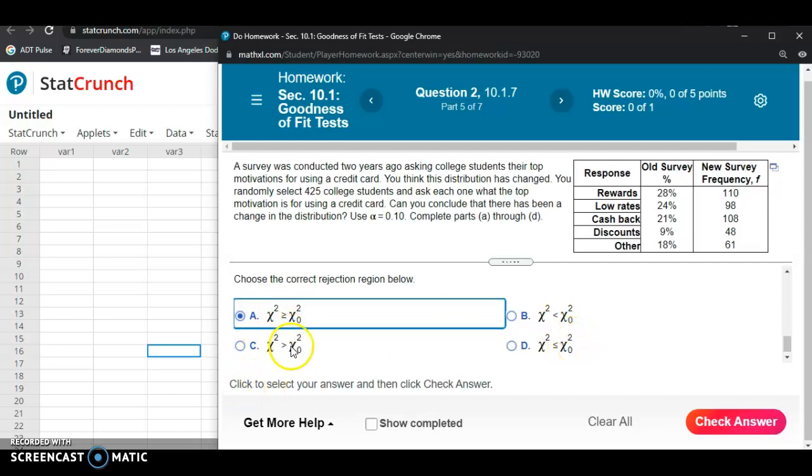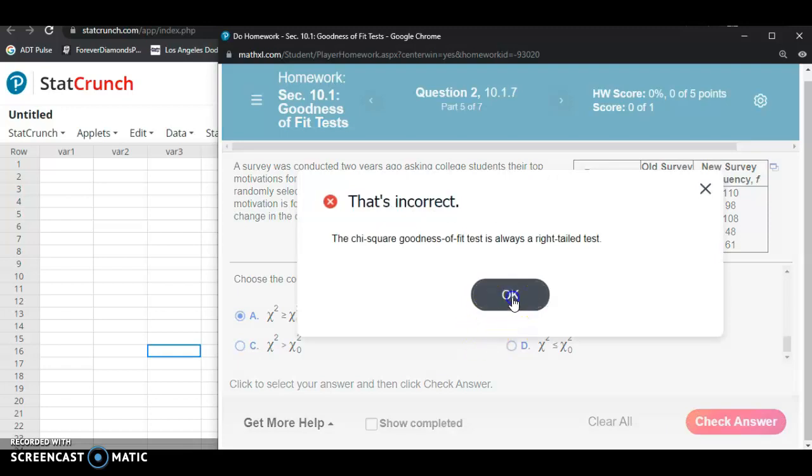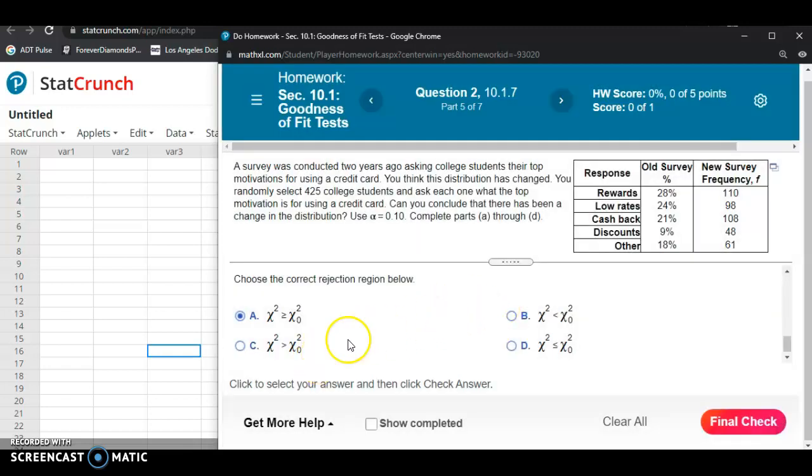Okay, so the direction of the inequality, whether it's greater than or equal to, must match the type of test that you're doing. In this case, it's a right tail test. So again, this is the greater than or equal to symbol, so then you select the greater than symbol.